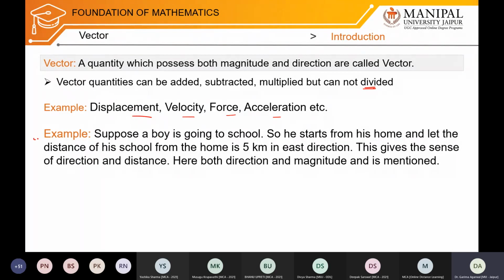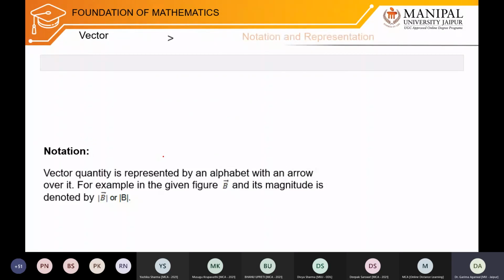Clear? Here we have one example for the vector. Suppose a boy is going to school, so he starts from his home and let the distance of his school is 5 kilometers. This gives the sense of direction and distance both, right? So it is a vector.